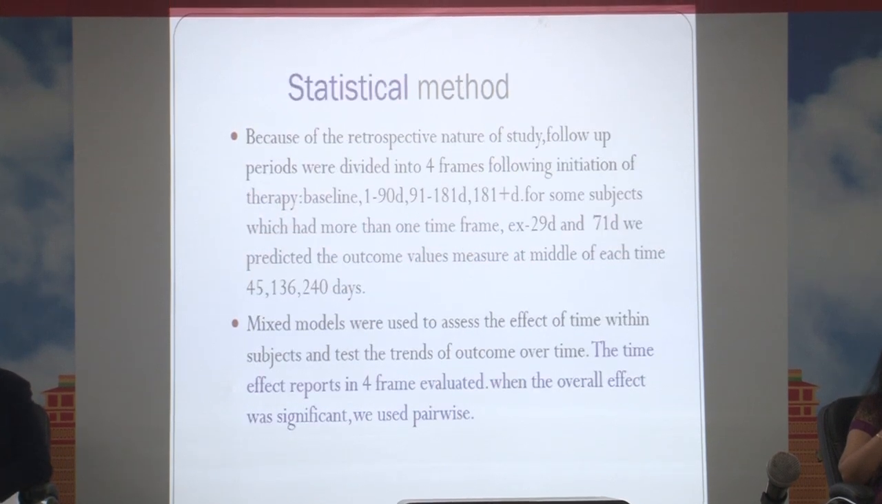Statistical method: because of the retrospective nature, it is divided into time frames: baseline, 1 to 90 days, 91 to 180 days, and 181 plus days. Some subjects have more than one time frame. Outcome values were measured in the middle of each time frame, at 45, 136, and 240 days. A mixed model was used to assess the effect of time between subjects. The time effect is reported for each frame relative to the overall effect, which was significant.